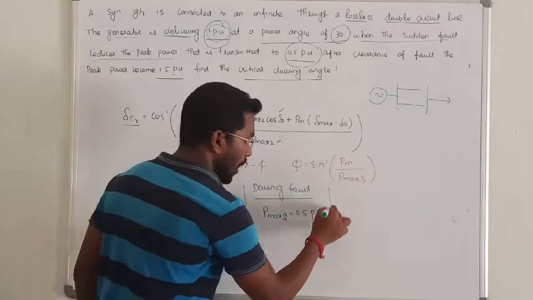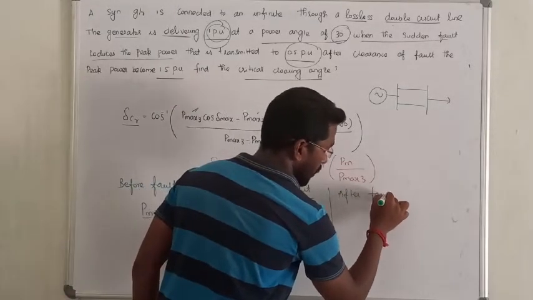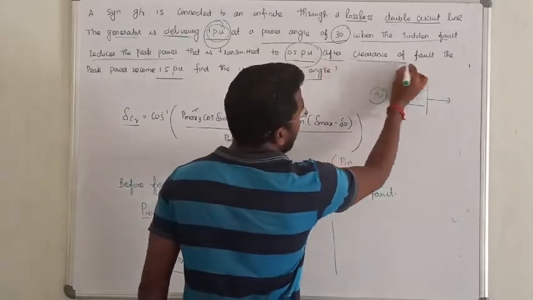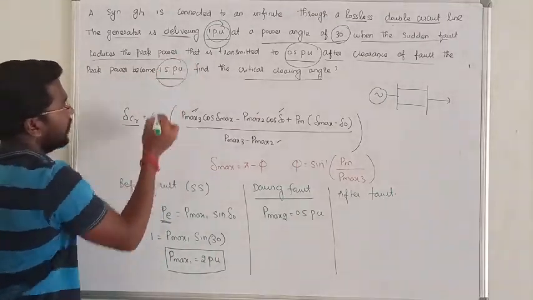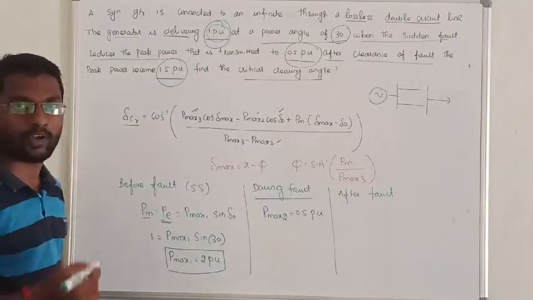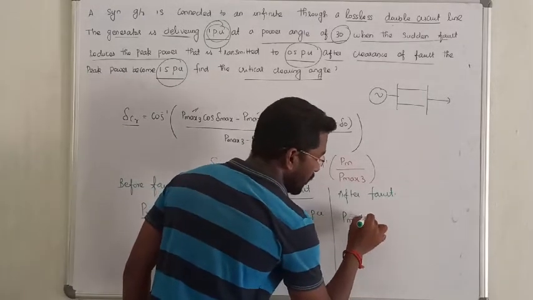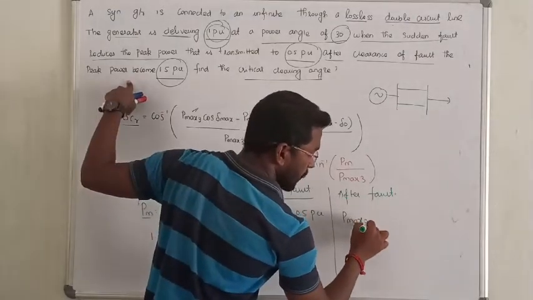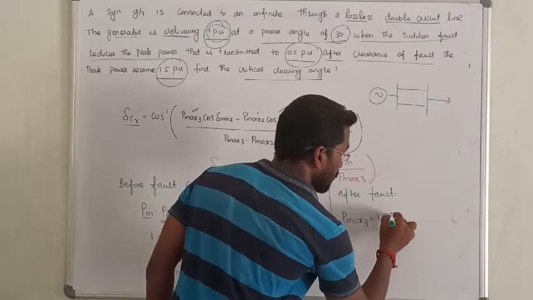Next case, after fault clear பண்ணதுக்கு அப்புறமா நமக்கு கிடைக்கிற power தான் Pmax 3, right? So after clearance of the fault the peak power value become what? 1.5 per unit. So what is given? The given is Pmax 3 after clearing the fault. Peak power means Pmax, after clearance means Pmax 3, that is equal to how much? That is 1.5 per unit, right?